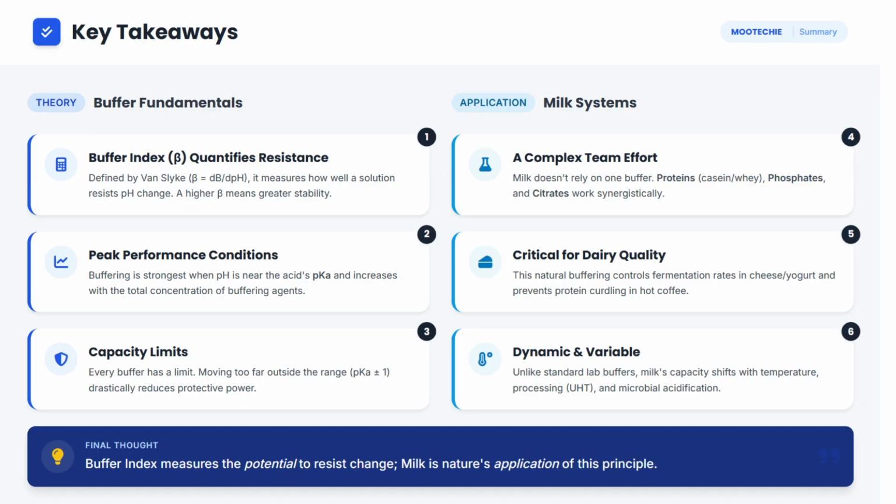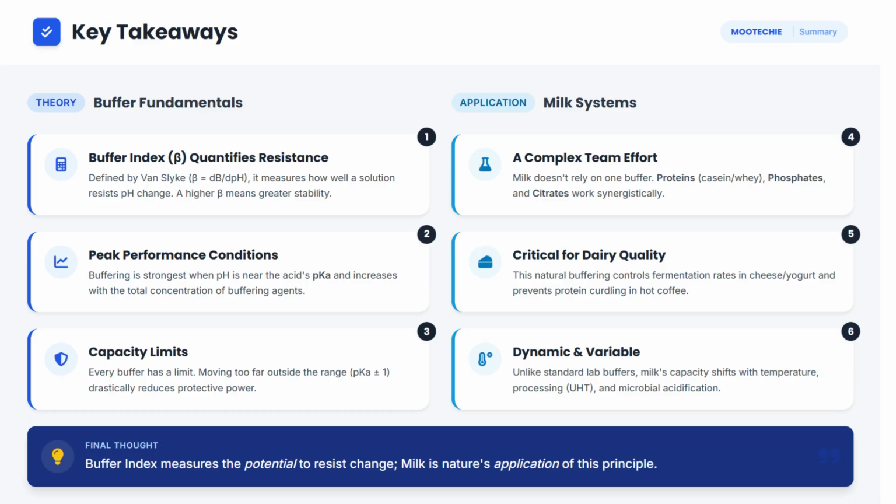Finally, let's recap the key takeaways. On the theory side, buffer fundamentals tell us that buffer index, beta, quantifies resistance. Defined by Van Slyke, it measures how well a solution resists pH change, with a higher beta meaning greater stability. For peak performance, buffering is strongest when pH is near the acid's pKa and increases with the total concentration of buffering agents. And every buffer has a capacity limit. Moving too far outside the range of pKa plus or minus 1 drastically reduces its protective power.